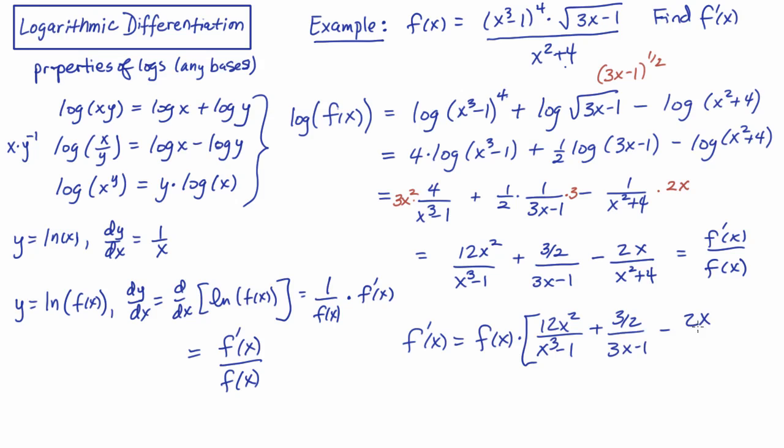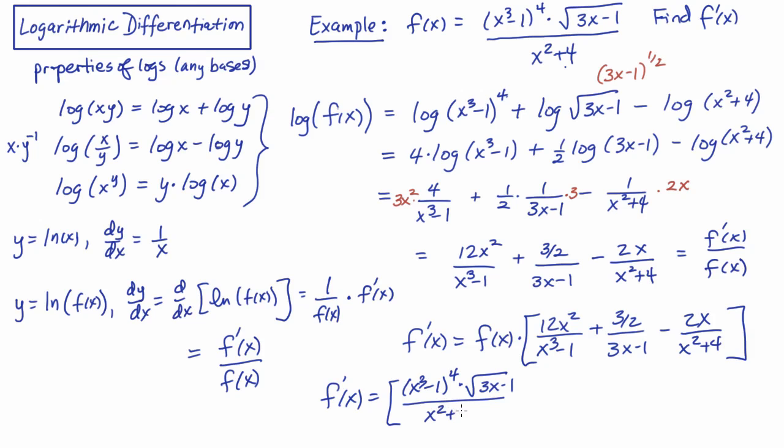Well, I already know what f of x is. If you go back and look at the beginning of the problem, f of x is this huge quotient. So if I take my f prime and simply substitute f of x for what it is up here, let me go ahead and do that right quick. Then my answer is simply this f of x piece times what I had originally.